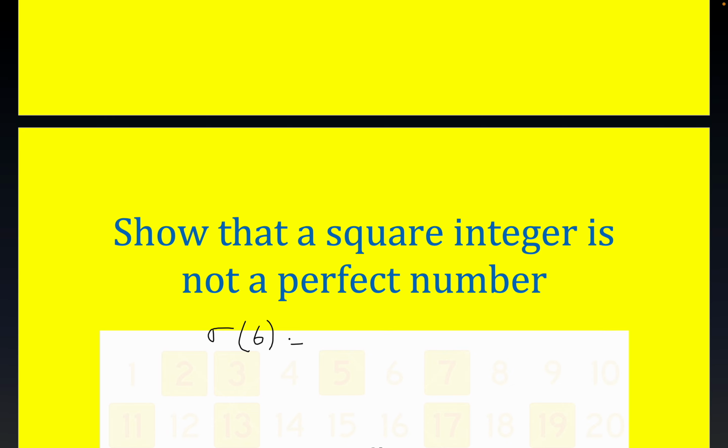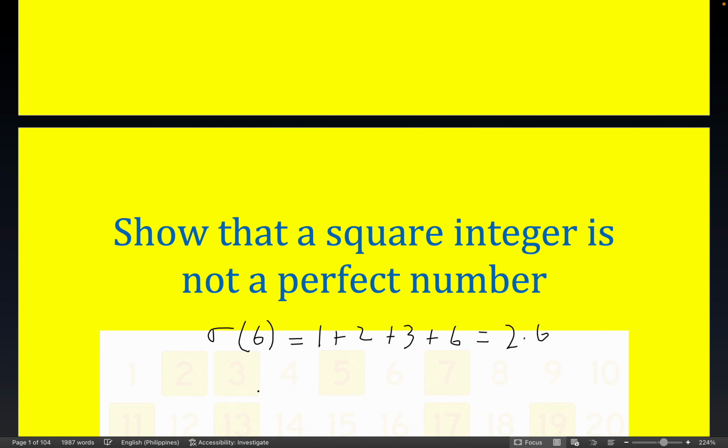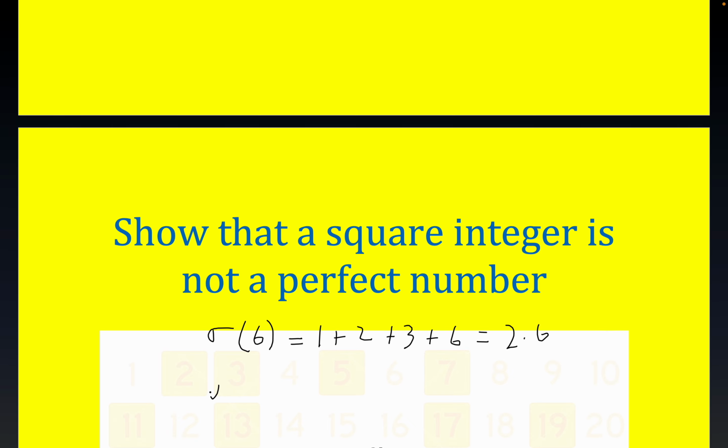Now notice, again, this sigma function sums up all the divisors, including 6, so this would be 1 plus 2 plus 3 plus 6, but that's equal to 12. But notice that's equal to 2 times 6. So this motivates a definition for what we mean by a perfect number. I'll use m, I guess.